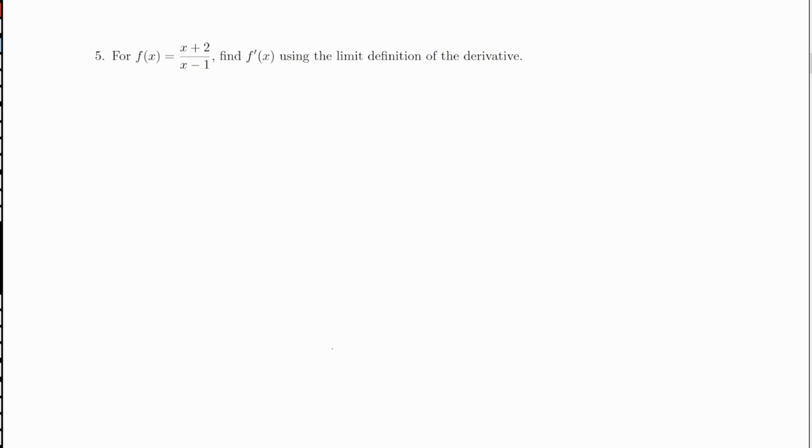Moving on to problem 5. Find the derivative using the limit definition. Okay, so f prime of x is the limit as h goes to 0 of f of x plus h minus f of x all over h. So let's write down what this looks like. F of x is x plus 2 over x minus 1. So f of x plus h is x plus h plus 2 over x plus h minus 1.